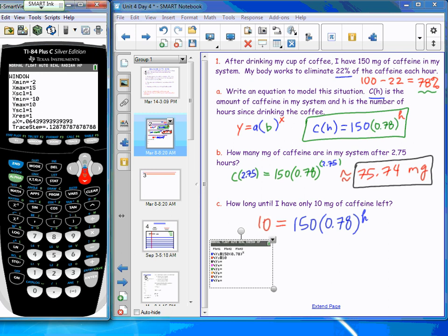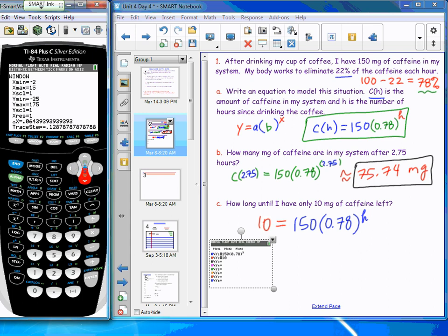Keep your x scale at 1. Then my y's are milligrams caffeine. I know I can't have negative milligrams of caffeine in my system, but I want to get a good picture. So I'm going to go -25. And I started with 150, so I'm going to go 175 for my y max. Is that a good window? I don't know, but I'm going to try.